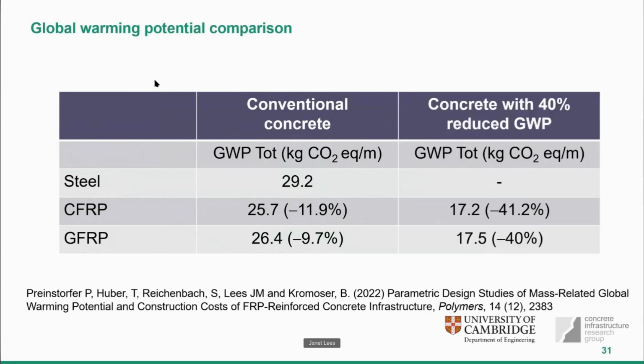However, if we now open up the possibility to use a concrete with a 40% reduced GWP, the low alkali concrete that was defined, we see that there's even greater savings that can be made. And so now the CFRP and GFRP solutions are 40% lower than an equivalent steel. And we haven't calculated that for the steel because, in fact, the low alkali wouldn't be compatible with the use of steel. So we start to see how putting these materials together in clever ways can really look to reduce the impact.